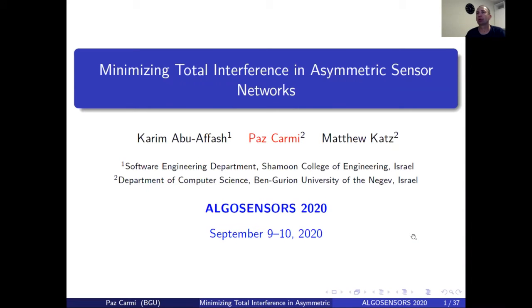Hello. So this talk will be about minimizing the interference in asymmetric sensor networks. This is a joint work with Karim Abu Afash and Mattia Katz.